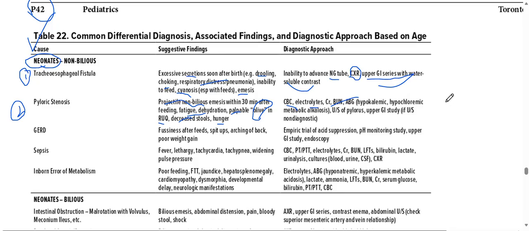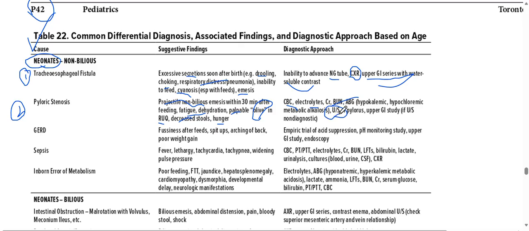Three main things in pyloric stenosis. First is projectile vomiting, non-bilious. Number two, palpable olive in the right upper quadrant. Number three, ABG shows hypochloremic metabolic alkalosis. Okay, what is the diagnostic investigation of choice for pyloric stenosis?